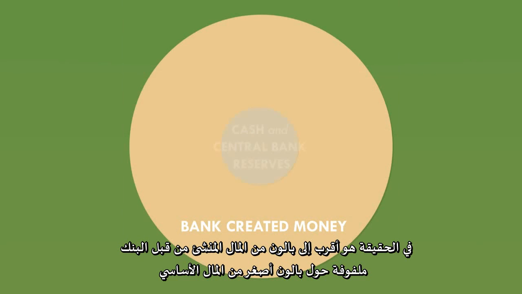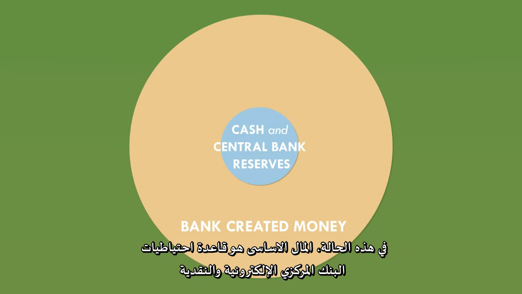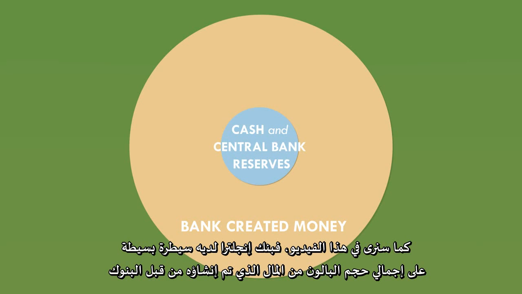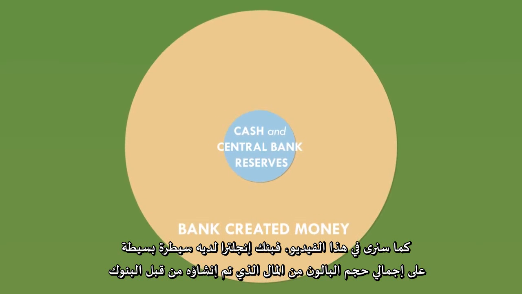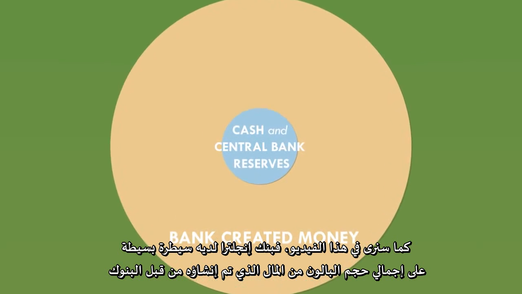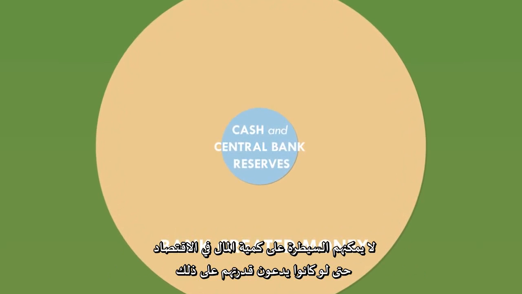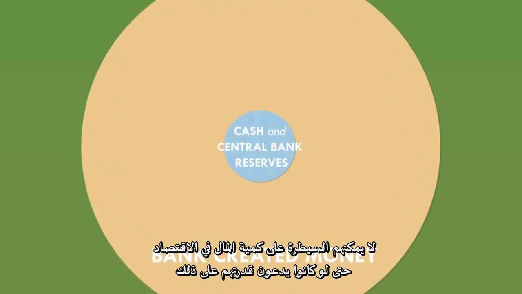In reality, it's closer to a balloon of bank-created money, wrapped around a smaller balloon of base money. In this case, the base money is the electronic central bank reserves and cash. As we'll see in this video, the Bank of England has relatively little control over the total size of the balloon of bank-created money. They can't really control how much money is in the economy, even if they claim to be able to. The outer balloon of bank-created money could expand out of control and the Bank of England wouldn't be able to stop it, at least not within the current monetary system.